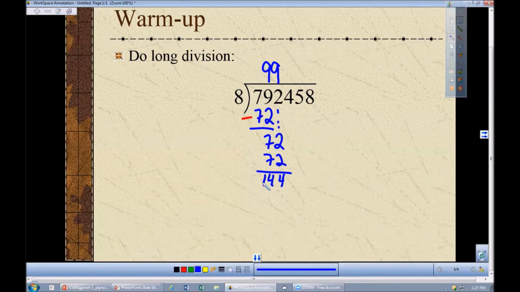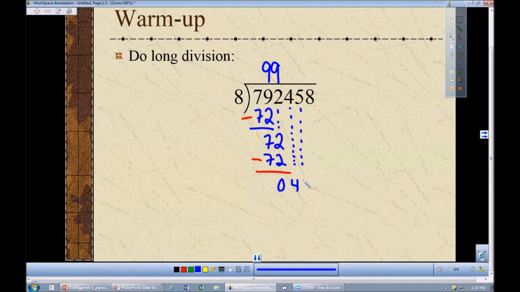Oh, I made that mistake again. I'm not supposed to add these up. I'm supposed to subtract. Just seems like every time I draw that line, I want to add. So let's see, I'm going to draw that line and I'm supposed to subtract. Now 72 minus 72 is 0. 8 does not go into 0, so I'm going to bring down 4. 8 still does not go into 4, so I'm also going to bring down this 5.